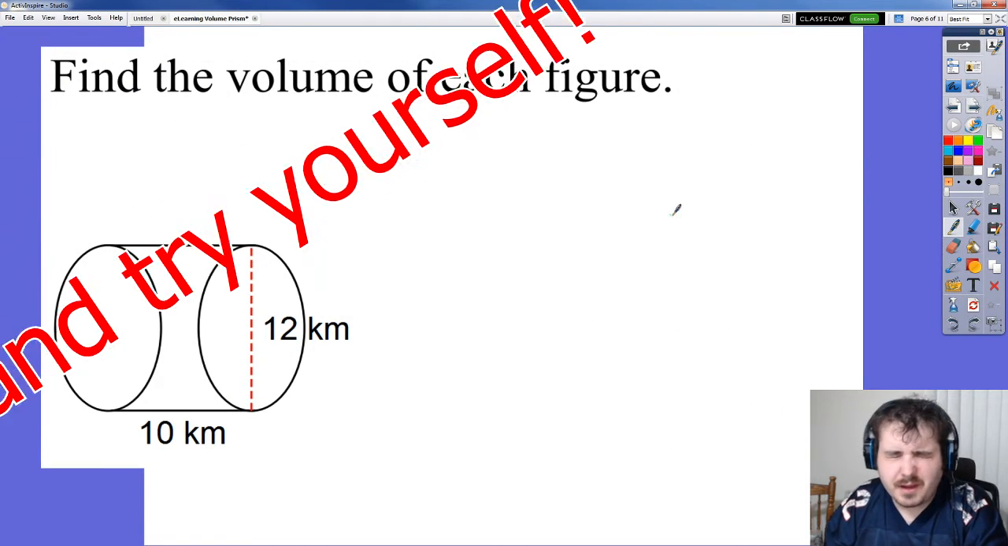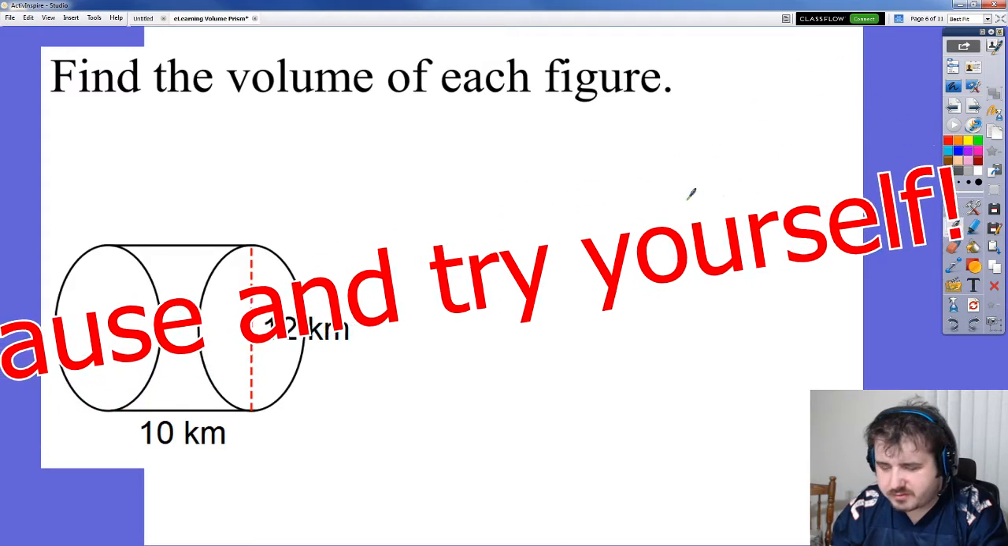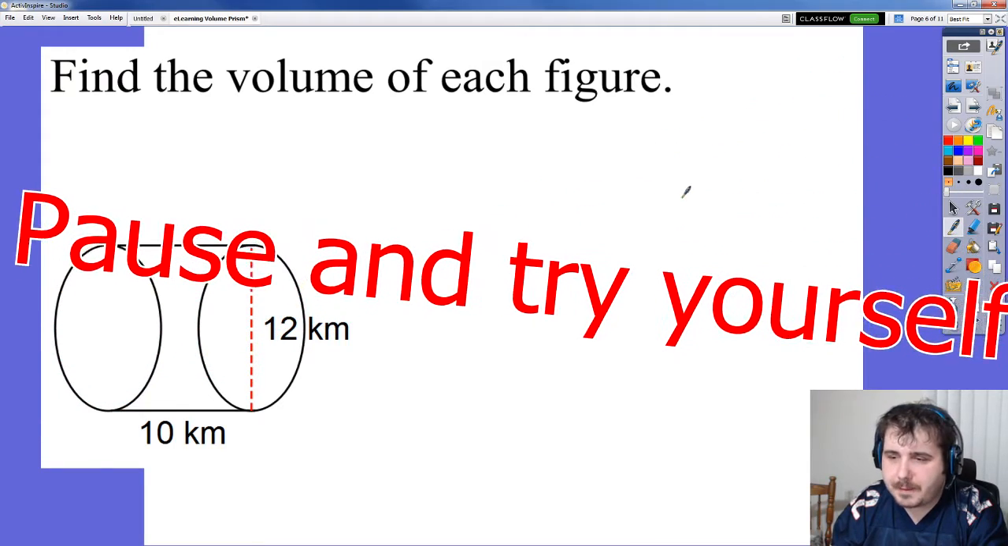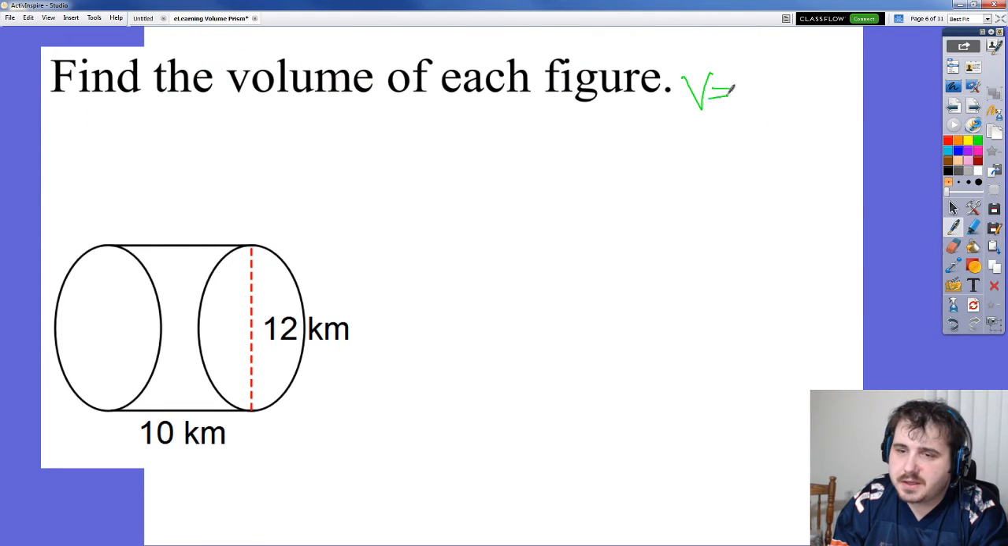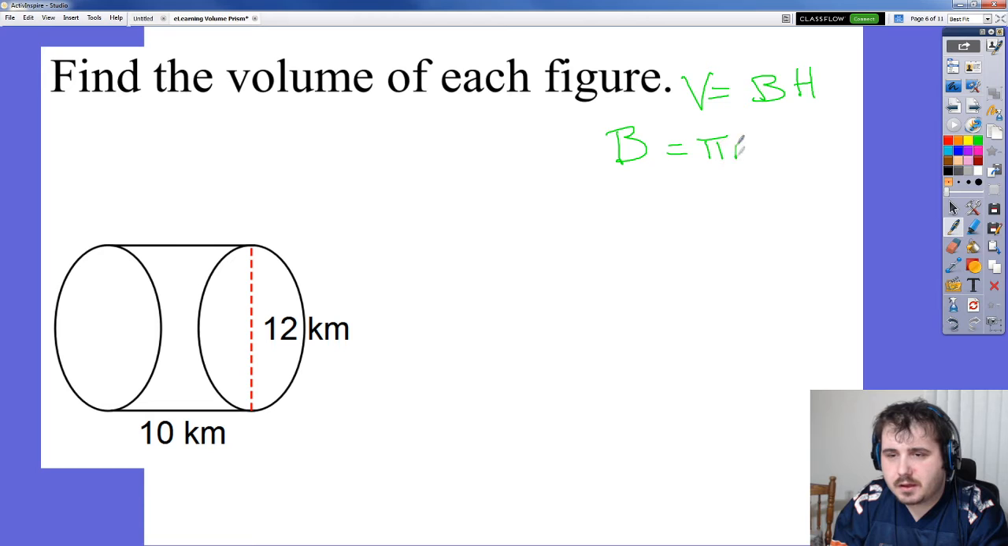All right, same idea. We're going to do the exact same situation. Go ahead and give it a try. Okay, so volume is the area of the base times the height. So the area of the base here, remember, we're doing the area of a circle, right? Is pi r squared. We've got to find the radius. Well, the diameter they give us is 12, but we want the radius. The radius is 6. So don't forget about that.